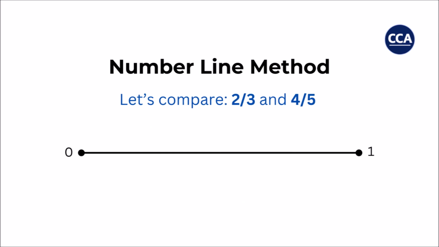Let's take another example from case 3, with two different denominators, 2/3 and 4/5. For the first fraction, where the denominator is 3, we will divide the line into 3 equal segments. Then mark this fraction on it. For the second fraction, where the denominator is 5, we will divide the line into 5 equal segments. And then mark this fraction as well. As we can see, 4/5 is to the right of 2/3. So, 4/5 is greater than 2/3.